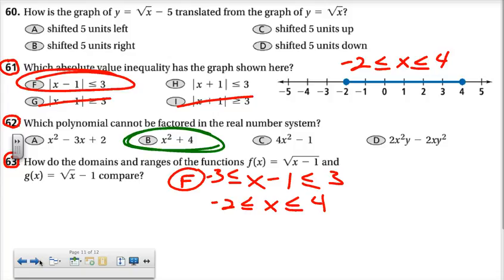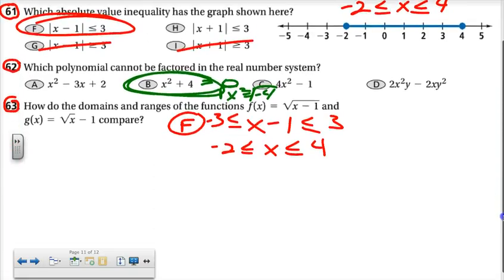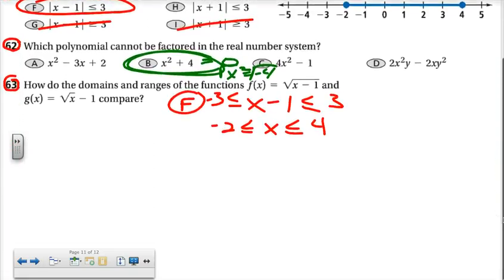And if you're thinking, oh, sure we can, well, then I want you to set that equal to 0, and I want you to solve it normally. You'll get x squared equals negative 4. Take the square root of that, and there's your imaginary right there. That's going to be plus or minus 2i. 63 is talking about the domains and ranges of a couple of square root functions here.